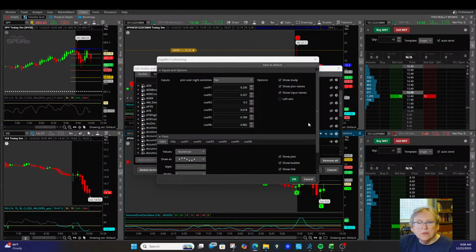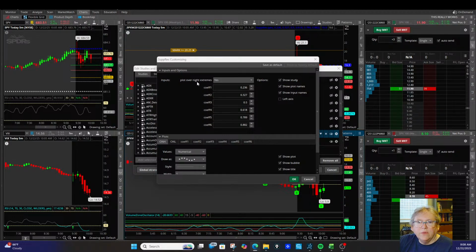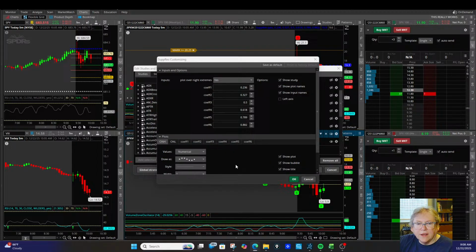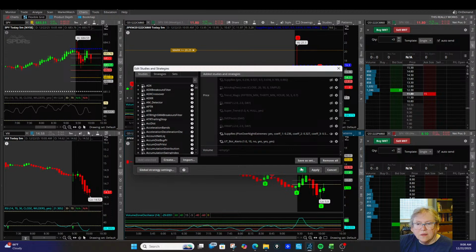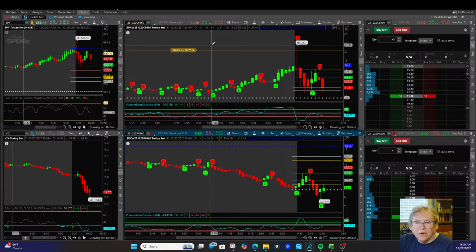Okay, I'm going into the support resistance indicator. It says plot overnight extremes. I changed that from no to yes because I was having trouble seeing my overnight high and overnight low. So let's see if that puts it in there. Yep, that puts it in there. All right.